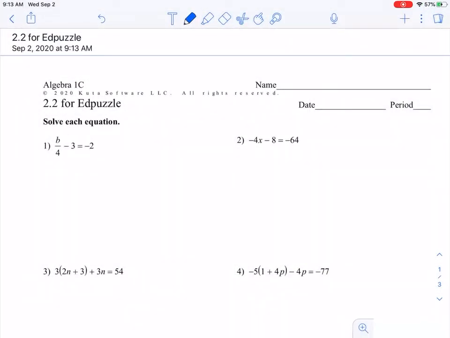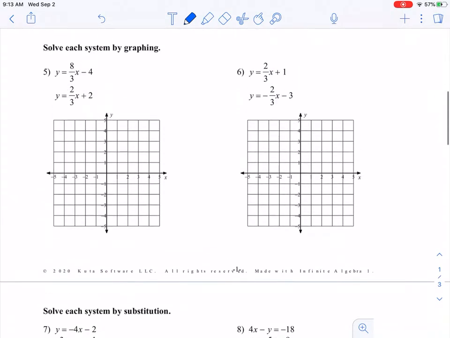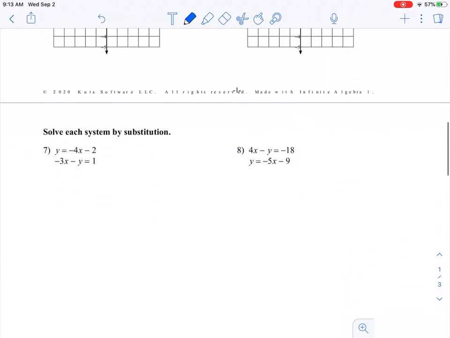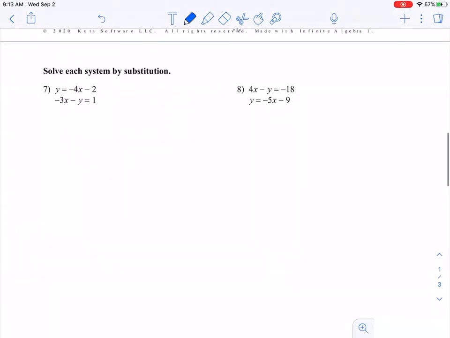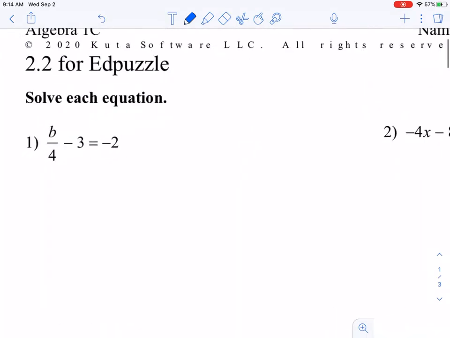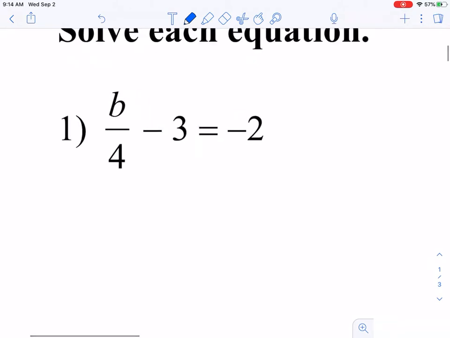In 2.2, we are going to take a look at solving some equations, and then we are going to refresh graphing, just keep that fresh, and then we will be working on solving systems using substitution. Today we are going to be solving for one variable in 2.2, and then down the line we're going to solve for both variables. That's the end goal.